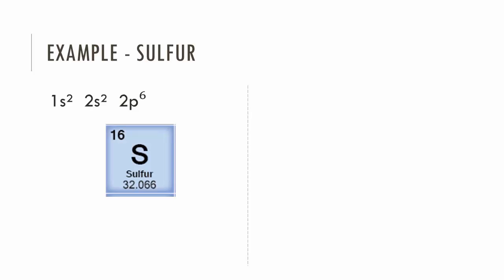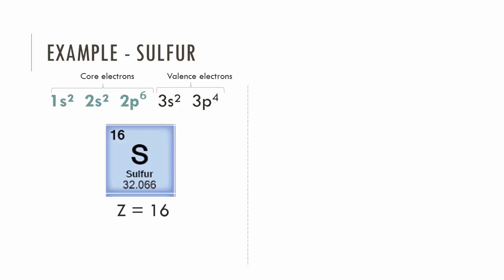1s2, 2s2, 2p6, 3s2, 3p4. Sulfur has a nuclear charge of 16. The principal quantum number of its valence orbital, 3p4, is 3. To find sigma, we count all the electrons with a quantum number of 1 or 2.